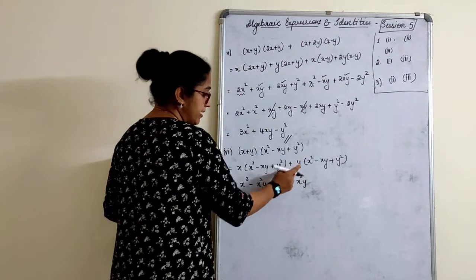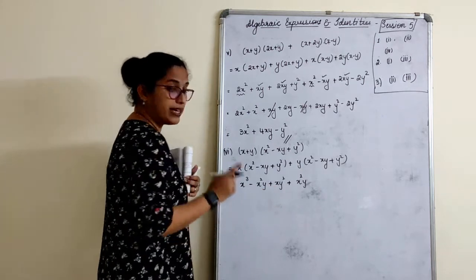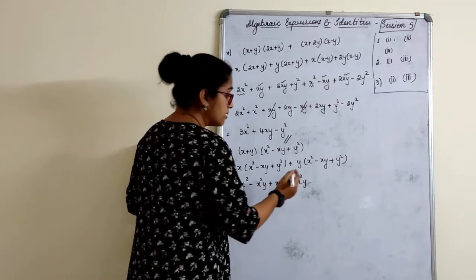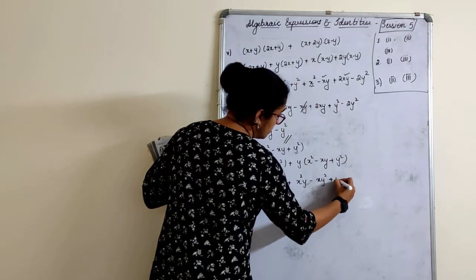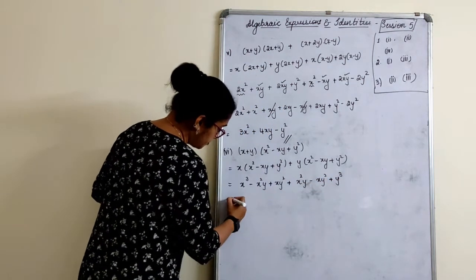I can also write yx square. I already have in terms of xy square. Write in the same order, easy for you to understand. Minus xy square plus y cube.